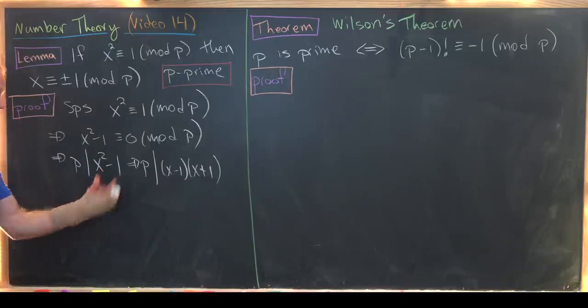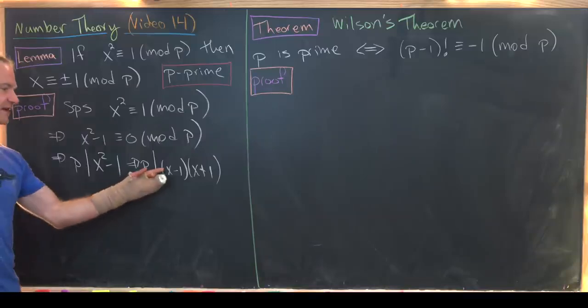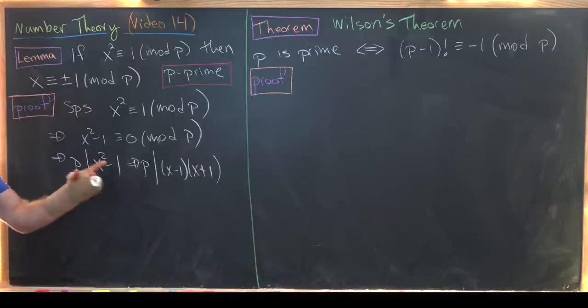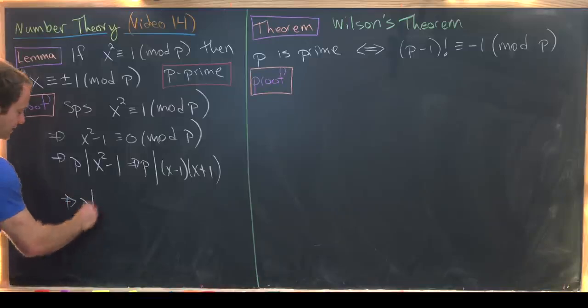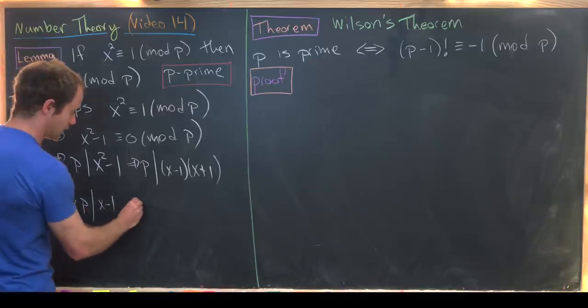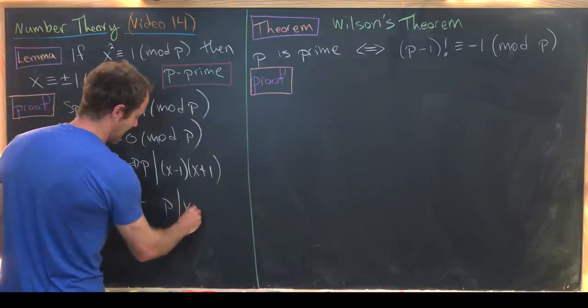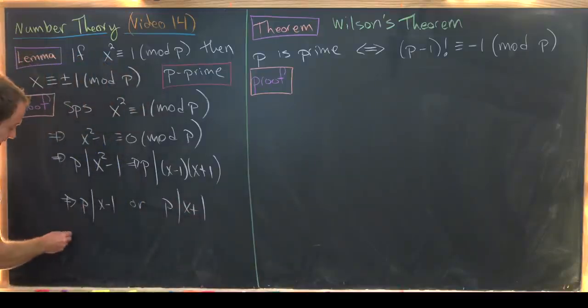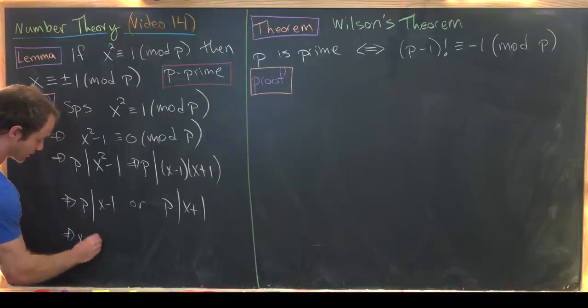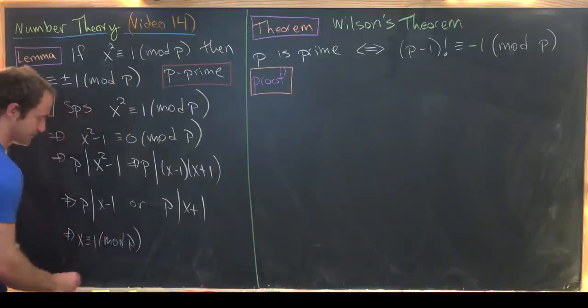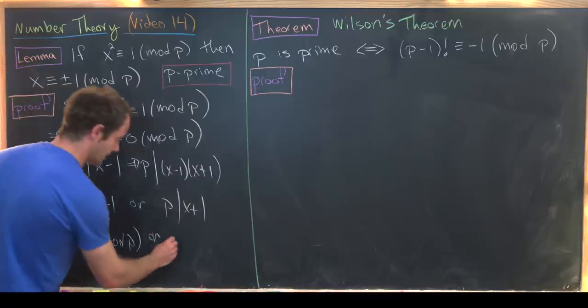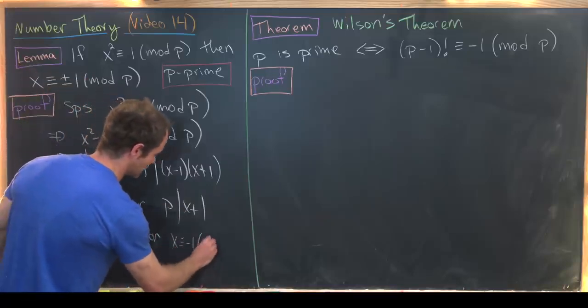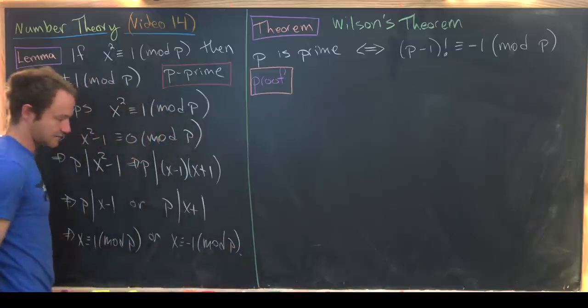Because notice at this stage we're in the integers, we're not in the integers modulo p, so factorization just goes like normal. But now if p divides a product, then that means p must divide one of the terms from the product. So in other words, we have p divides x minus 1 or p divides x plus 1. But if p divides x minus 1, we see that x is congruent to 1 mod p. And then if p divides x plus 1, then that means x is congruent to minus 1 modulo p.